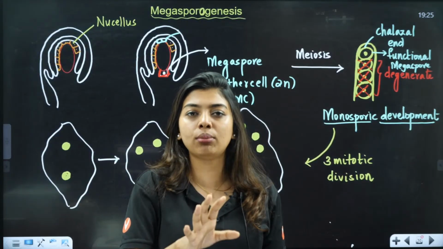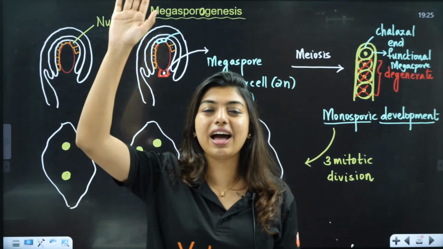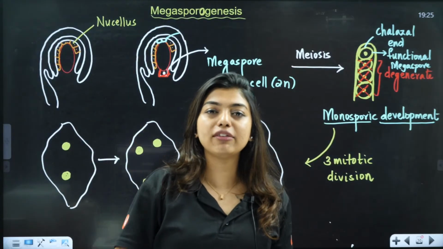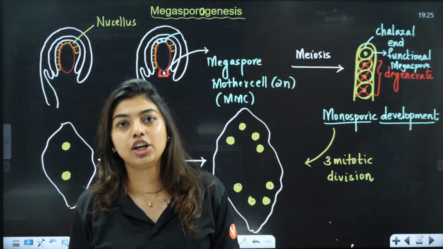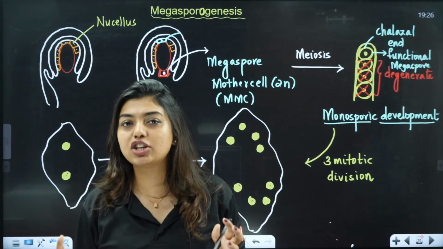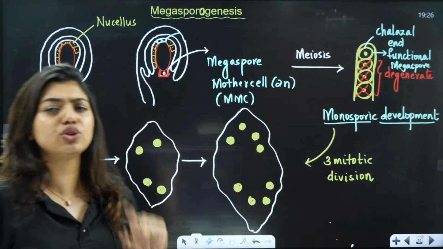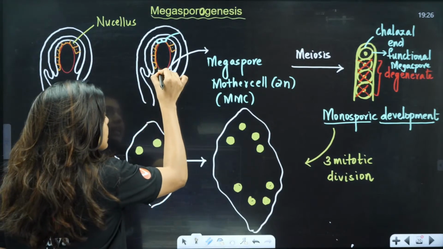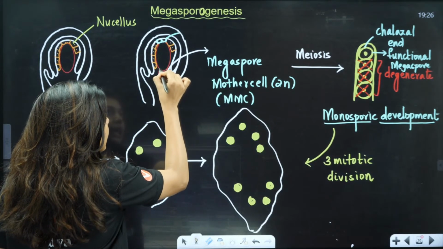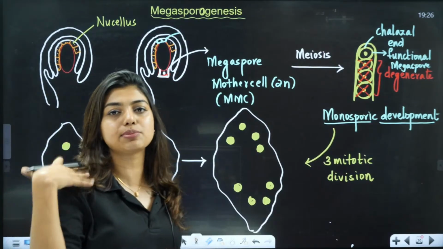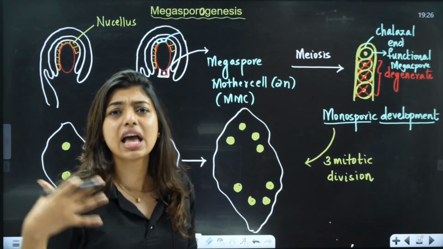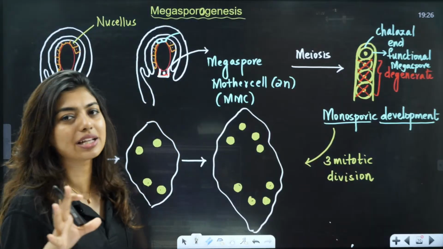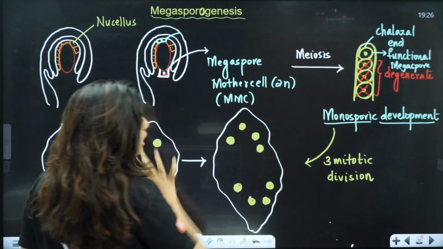If we didn't do the homework, and the student tells you, ma'am, you gave homework and did not check, you would be so angry at the student, no? Just like that, one of the nucellus cells from the micropylar end will be like, I will become the megaspore mother cell. I have the capabilities, and it will form the megaspore mother cell.